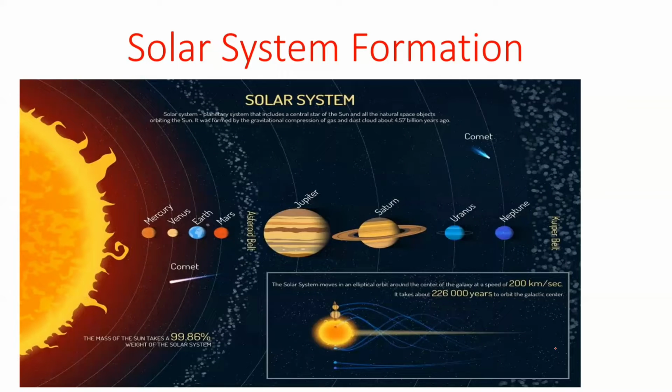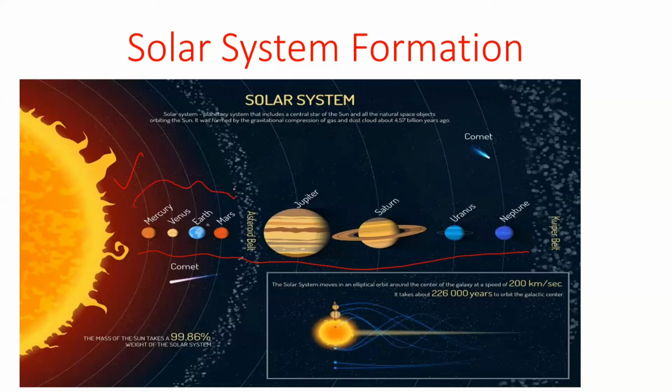Hello everyone. Today we will discuss how our solar system is formed. So till now we know that in our solar system we have a star at the center, and there are 8 planets which revolve in elliptical orbits around the center of mass, that is known as our sun. All these planets are Mercury, Venus, Earth, Mars, Jupiter, Saturn, Uranus and Neptune.